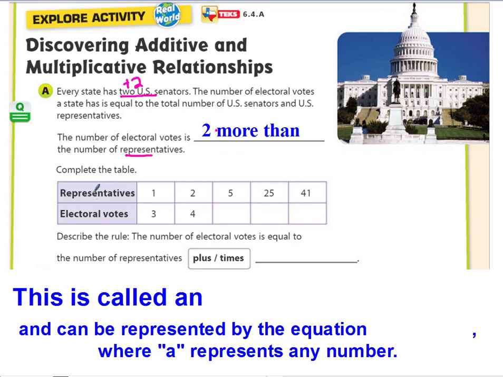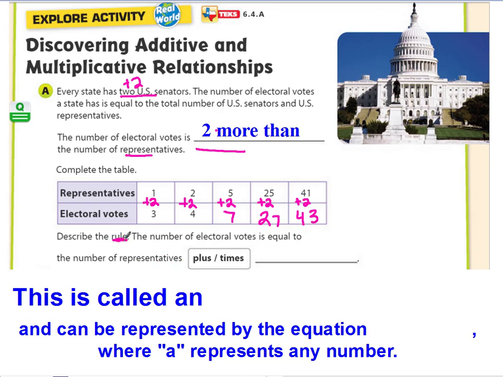So if we look at the table, we have the number of representatives and then we have the electoral votes. So if there's 1 representative, then the electoral votes is 2 more than that. So our rule here is plus 2. So that would be 3. So the rule must be the same for every number on the table. It doesn't matter the number of representatives because it's always going to be 2 more than that. So if we continue our table, if there's 5 representatives, then there's going to be 7 electoral votes. 25, well, that's going to be 27. And 41, well, that's going to be 43.